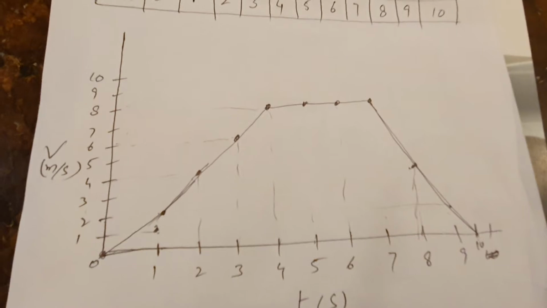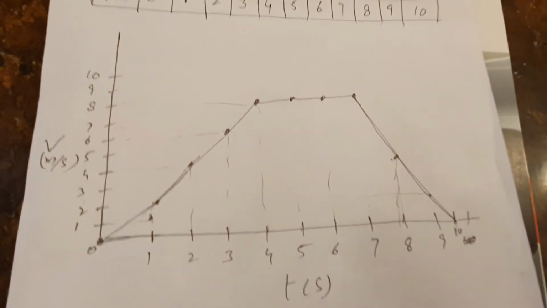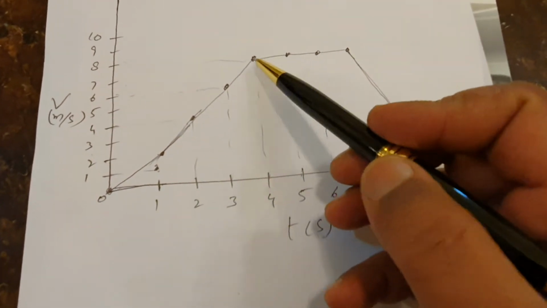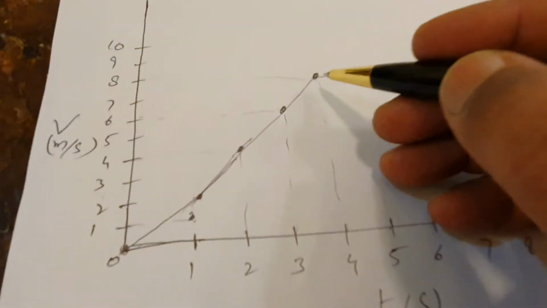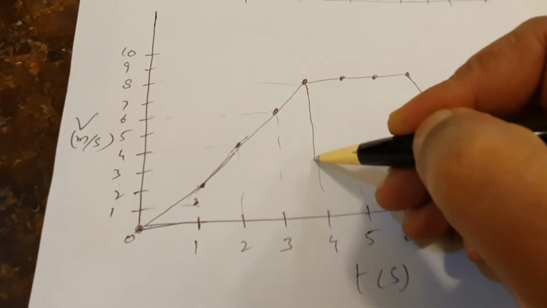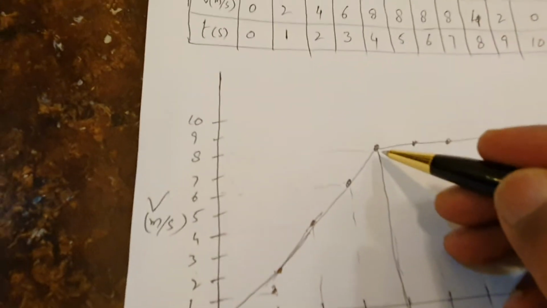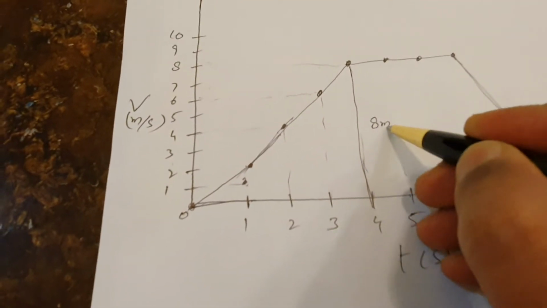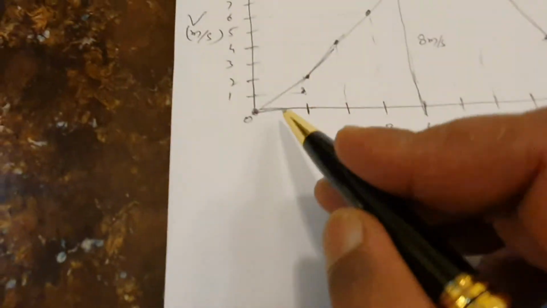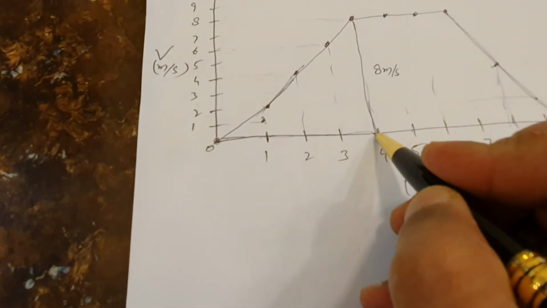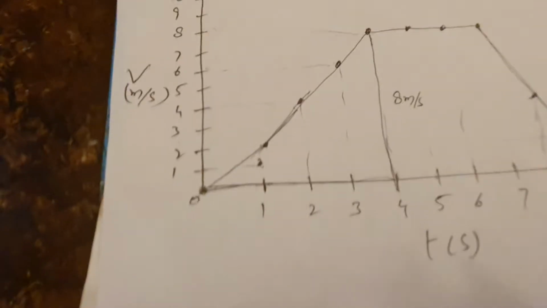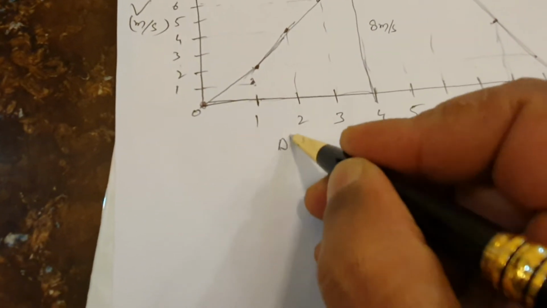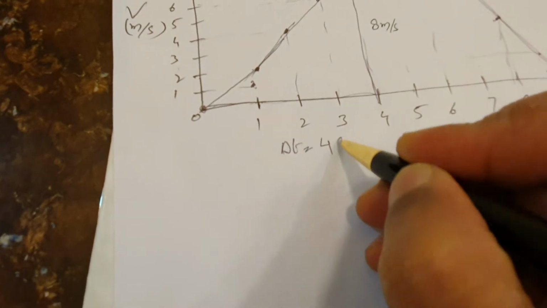Now I want to calculate the slope of these lines. Let's say that I calculate the slope of this part, and as usual I'm going to calculate the slope by measuring the rise, and this rise is about 8 meters per second. And how much is the run, starting from here to here? The run is 4 seconds. So the time interval, delta t, is 4 seconds.